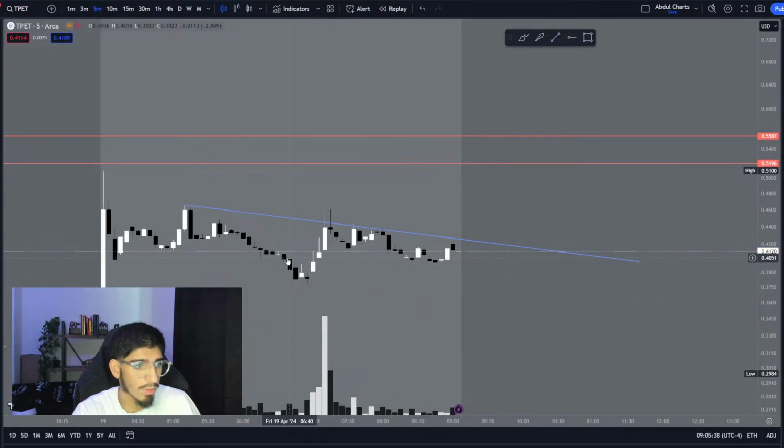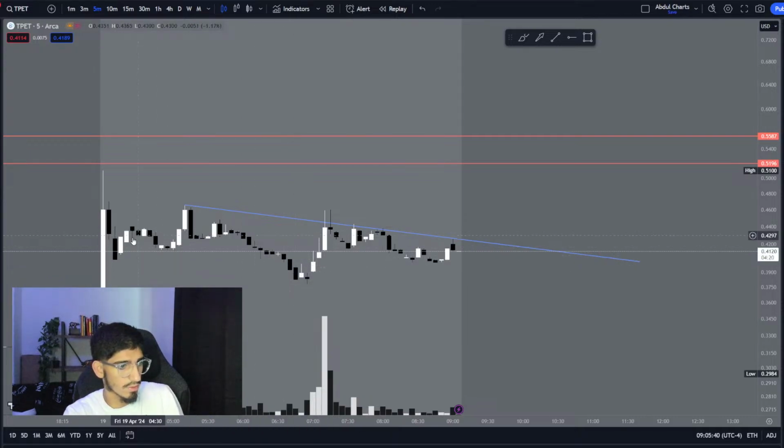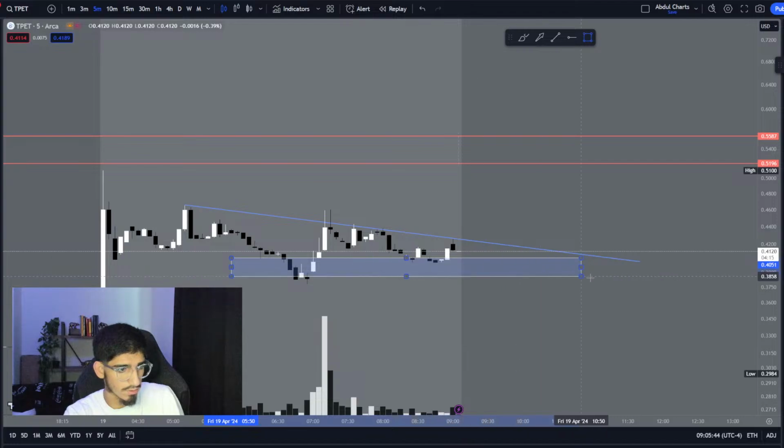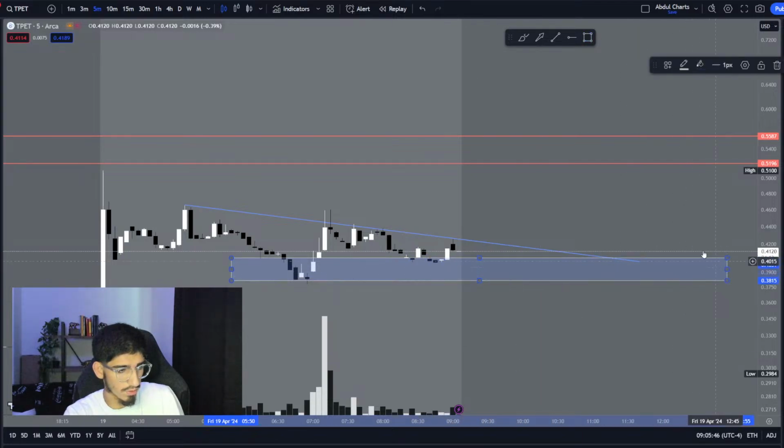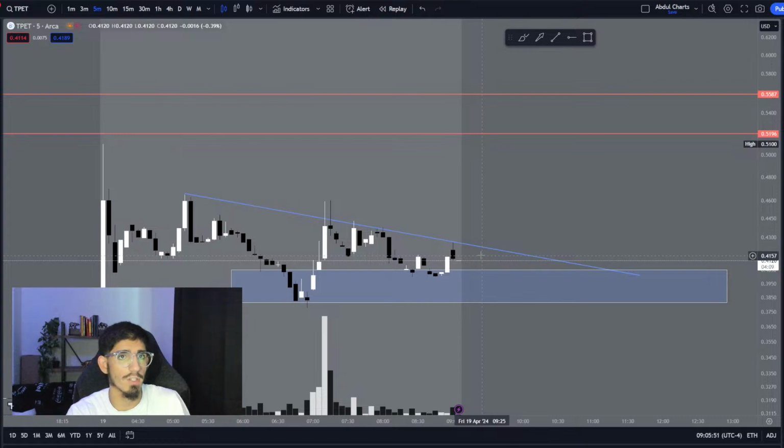You guys see what I'm looking for? I'm looking for this seller to flip into demand. So basically all these sellers right here are now flipped. So I would look for like a hold of this right here. That make sense? I'll just watch price action there.